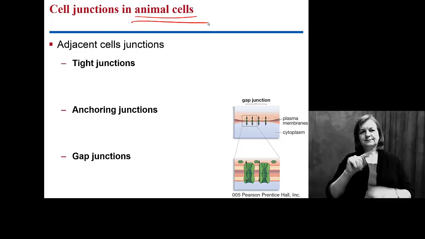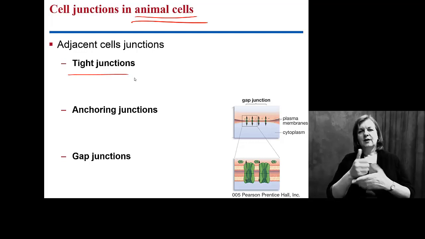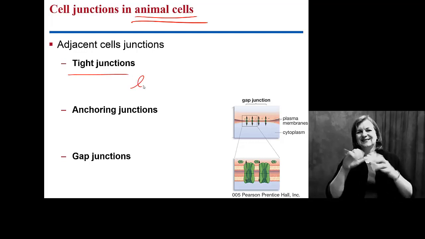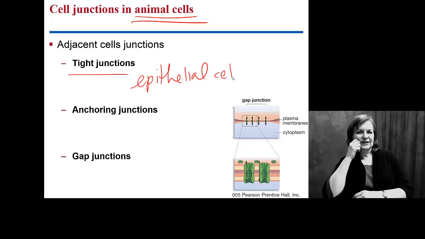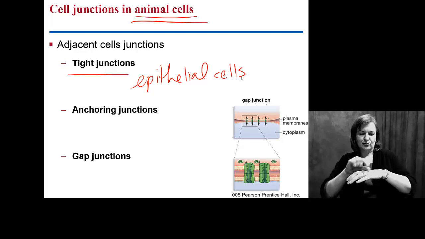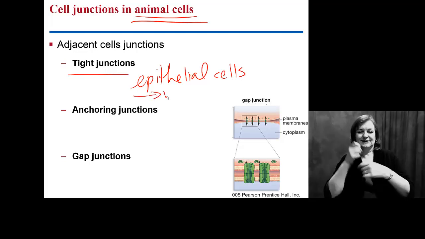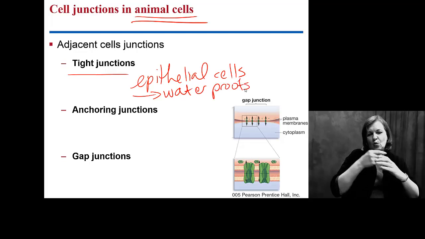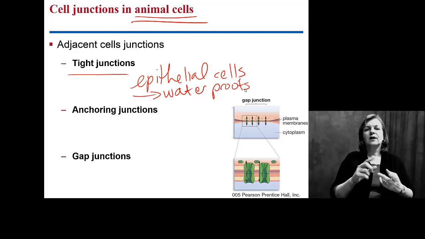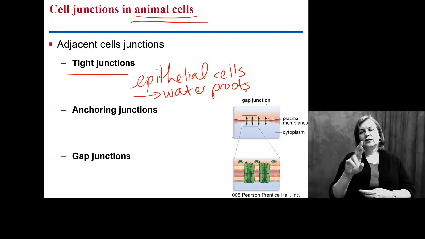Okay, we've got tight junctions. Tight junctions are actually going to help keep epithelial cells in place. Epithelial cells are like your skin cells. So essentially this waterproofs you. So when you sit down on a chair, your cells don't leak fluid everywhere. That would be kind of gross.